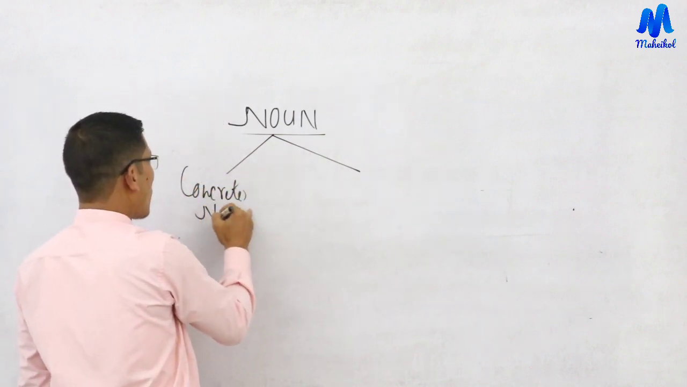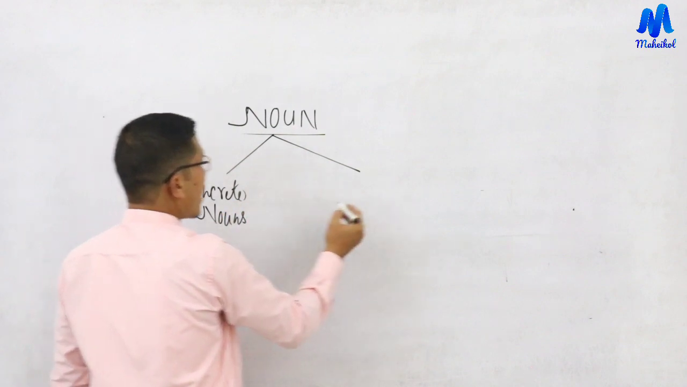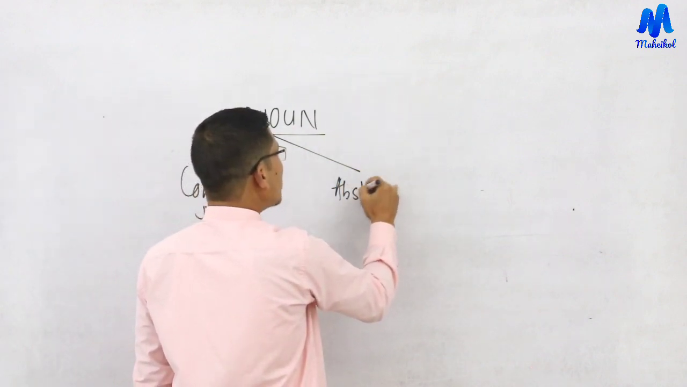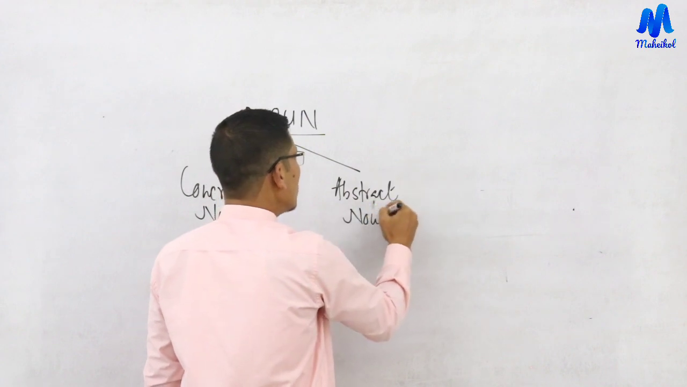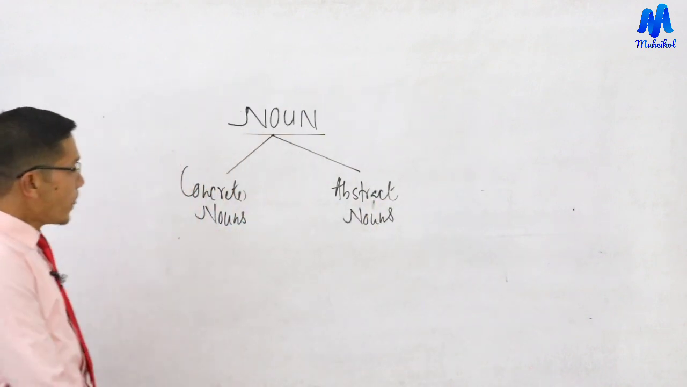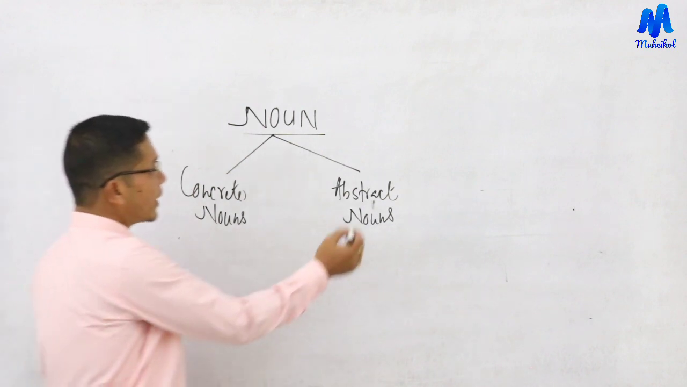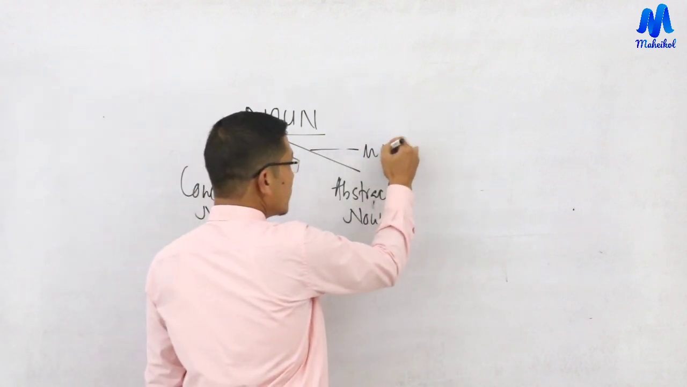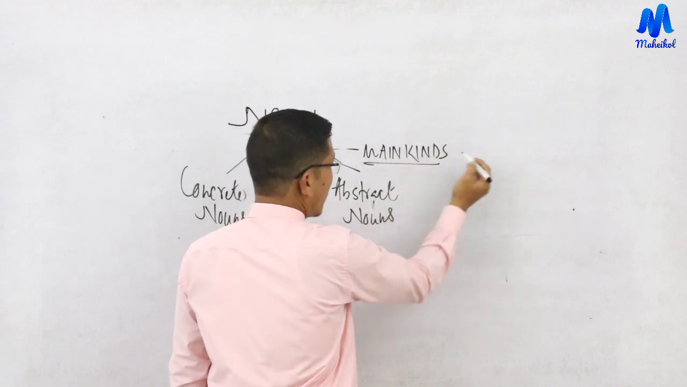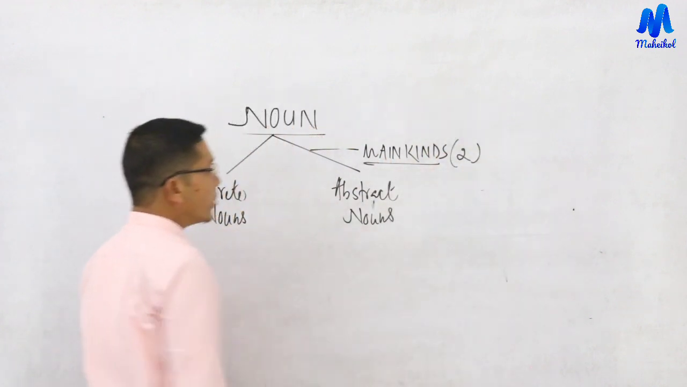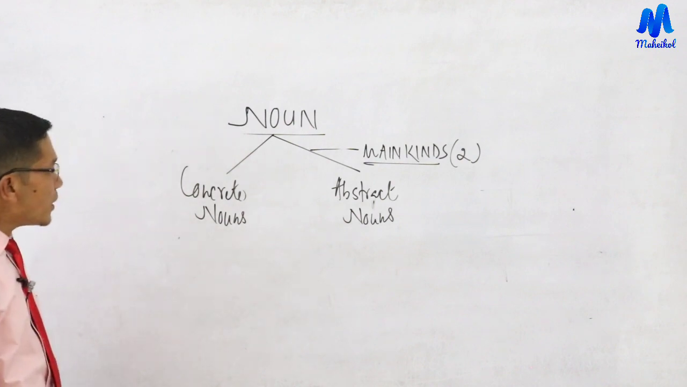Concrete nouns and abstract nouns. Nouns are of two main kinds, the concrete nouns and abstract nouns.